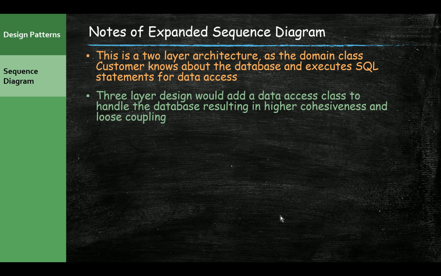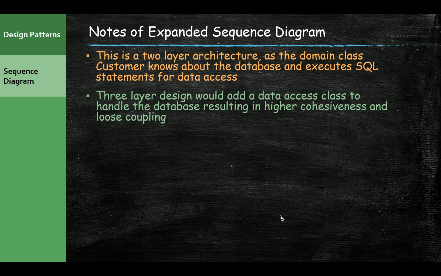The three-layer design would add a data access class to handle the database, resulting in higher cohesiveness and loose coupling. Why is it higher cohesiveness? Because the customer object right now is both a customer and doing all the things that we have to do. It has all the responsibility of managing a customer object, but it also has to work with the database. So it's really doing two things. So we can get higher cohesiveness by creating another class that works with the database. Then our customer class does not have to do that.